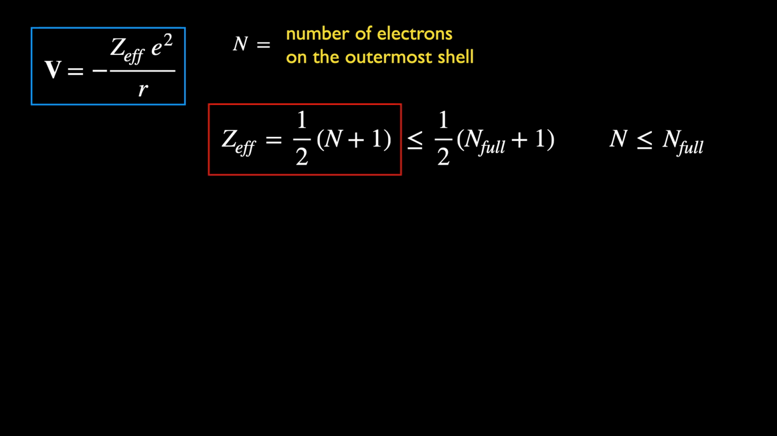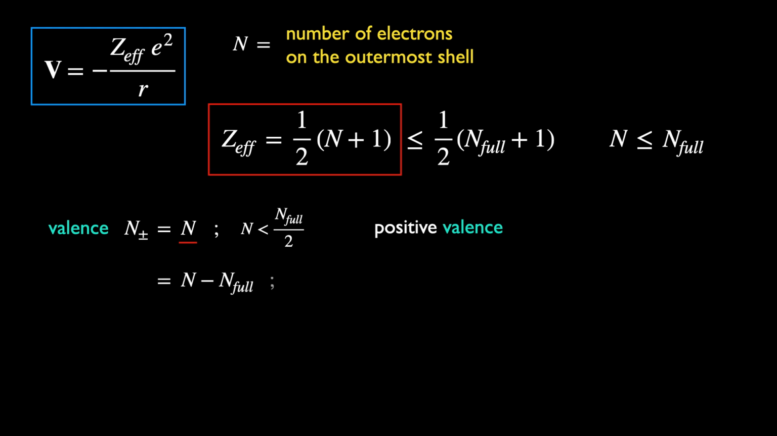This formula allows us to define a variable that is a good measure of the reactivity of an element. This is the valence of an atom, which is defined to be n if n is less than half of n full. In this case, we have a positive valence. For n greater than half of n full, the valence is defined to be n minus n full. In this case, we have a negative valence.